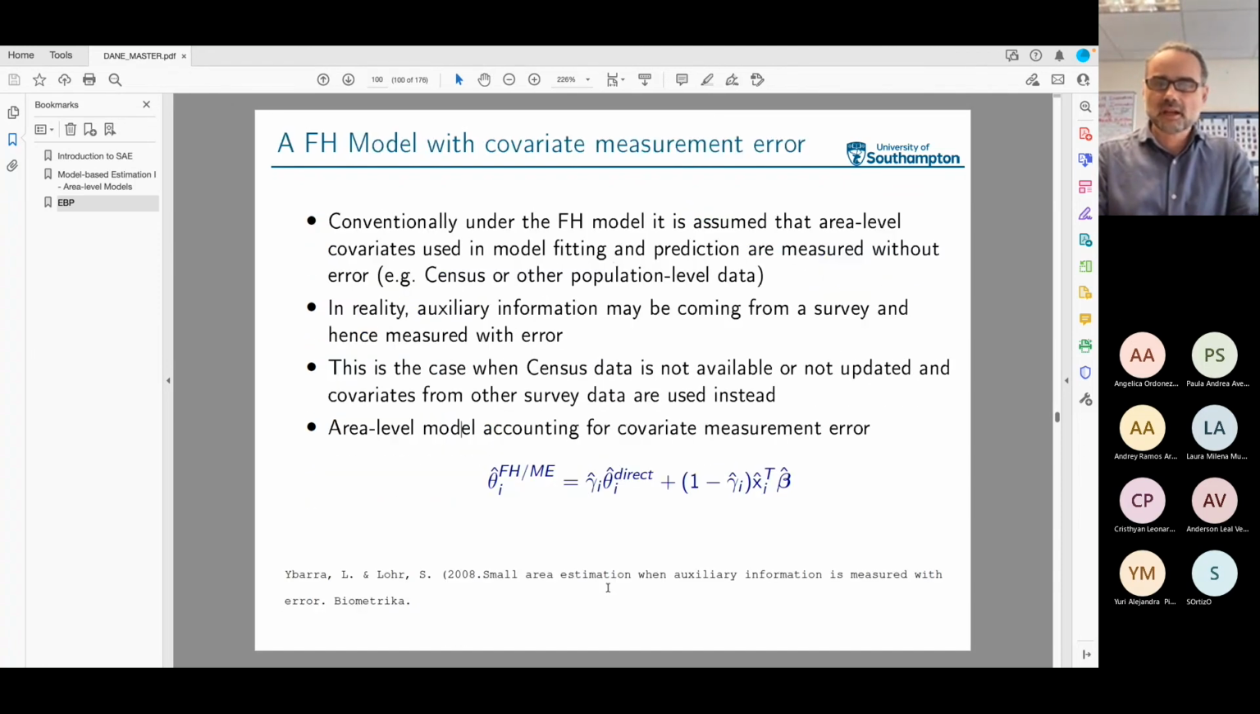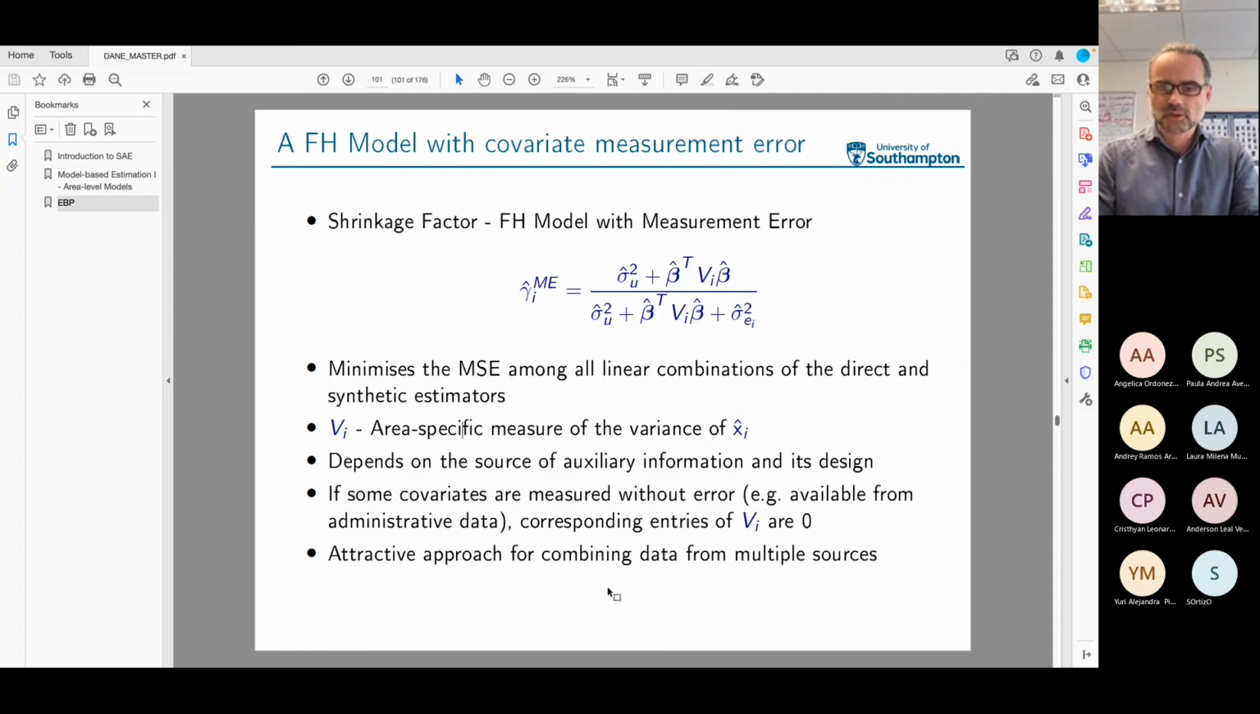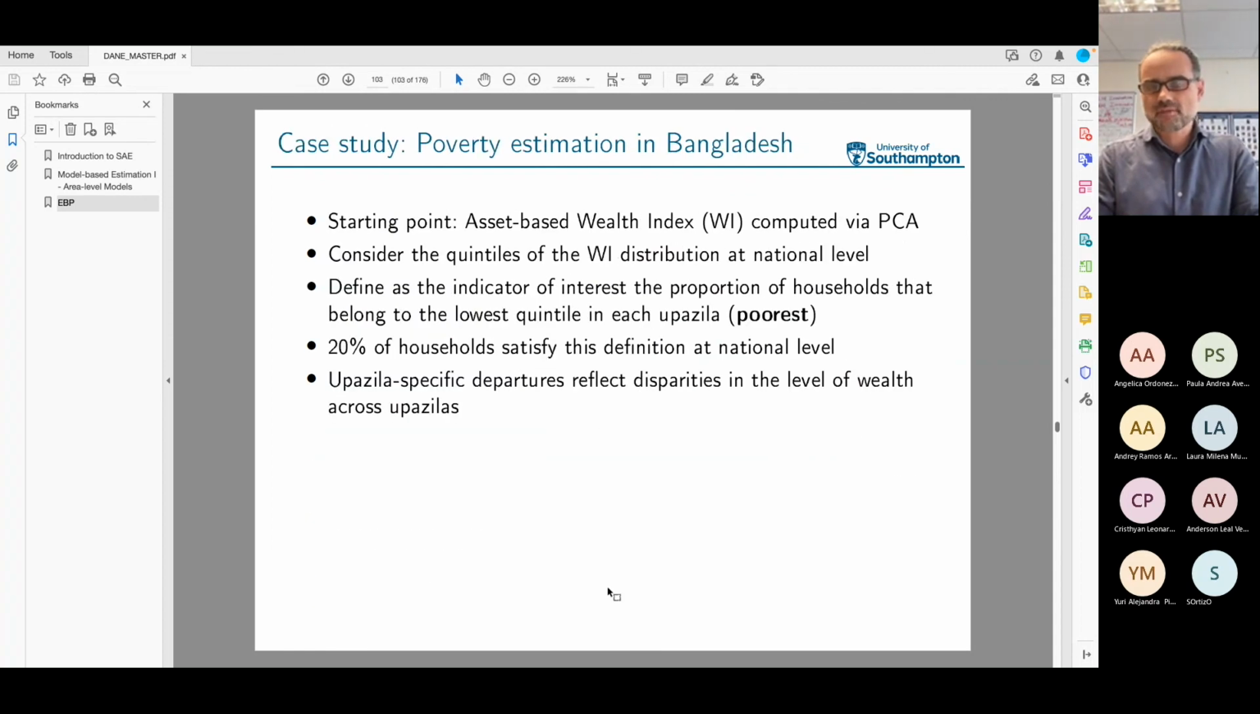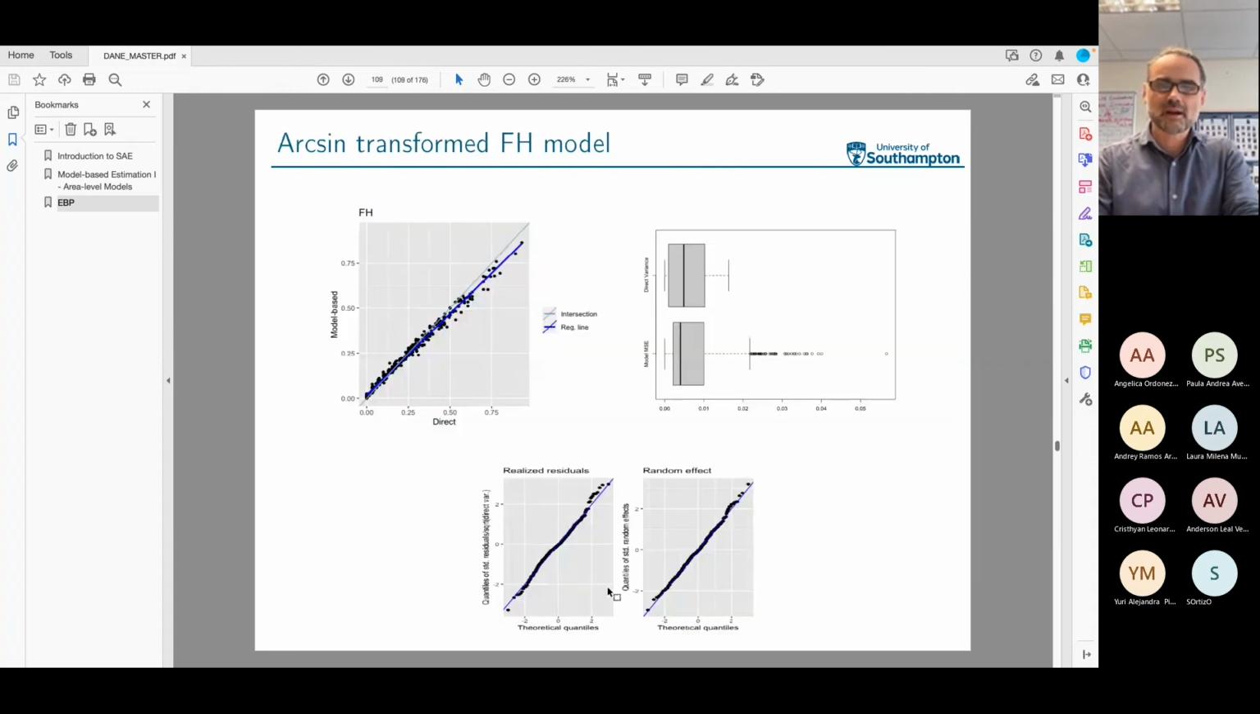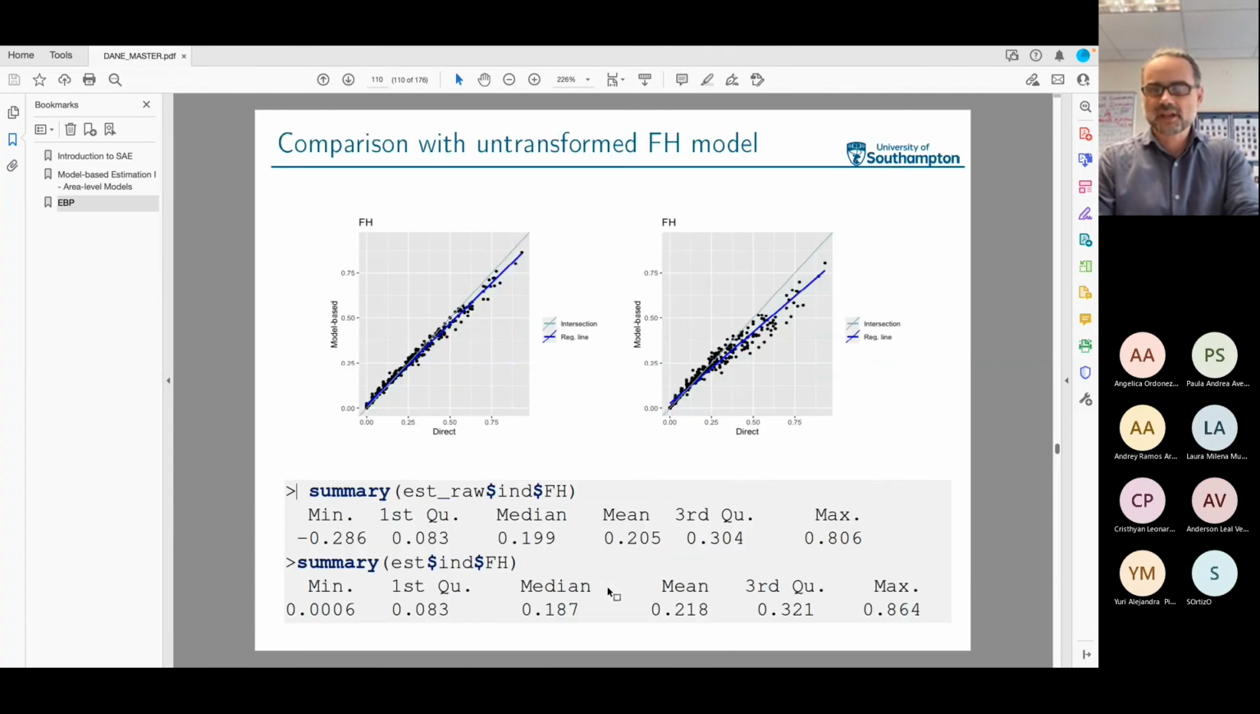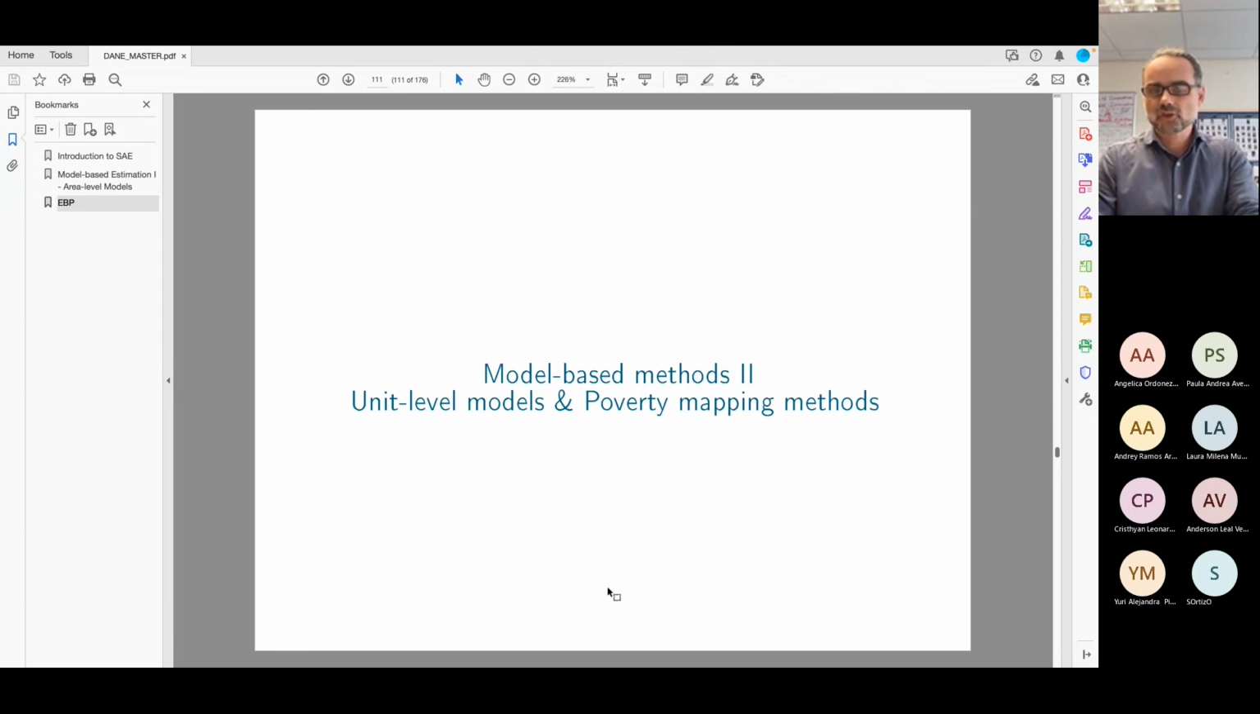And then I have another extension of the Fay-Herriot model if you want to include covariate measurement error, and that's an important extension as well in case you have multiple data sources. In DANE, that might be the case, and we thought that this might be a helpful extension to include as part of the description of area level models. Once we do that, we're going to cover a case study of poverty estimation in Bangladesh using area level models, and that will conclude our use of area level models before moving on to unit level models and poverty mapping methods, which might also be the methods more likely used by DANE.